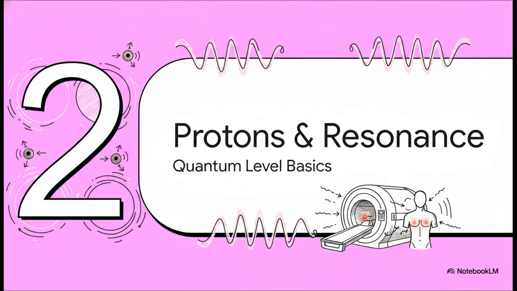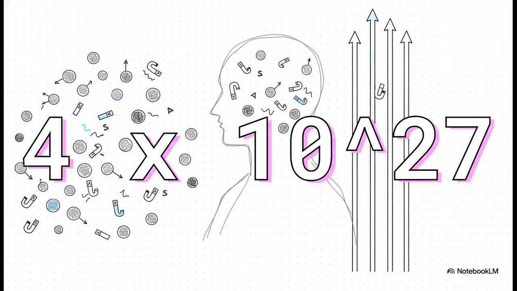Moving right along to section 2, protons, spin, and resonance. So we've got the macro level checklist down, right? Let's zoom way into the micro level to see exactly how the machine interacts with the body to actually pull off those first 3 steps. I mean, just take a second to wrap your head around this number. 4 times 10 to the 27th power. That is roughly the number of protons inside the human body. It's astronomical. And because these protons have this quirky quantum mechanical property called spin, and because they're moving electrical charges, they effectively act as incredibly tiny magnets.